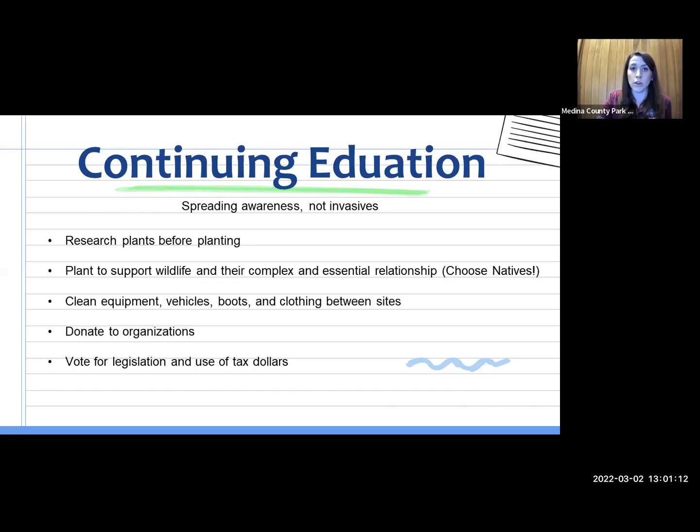Some things that you can do, especially with plants, are research before you plant. Spend a lot of time looking at what you have and what you are going to be putting in your yard. Choose natives. Clean your equipment when you go to different sites, whether that's public land or just visiting a friend that also has a forest. You can donate. You can vote with your money. You can make an impact by donating to organizations that are educating about this, preventing this, and managing. And we can also vote for legislation and for the use of our tax dollars to go to those things.